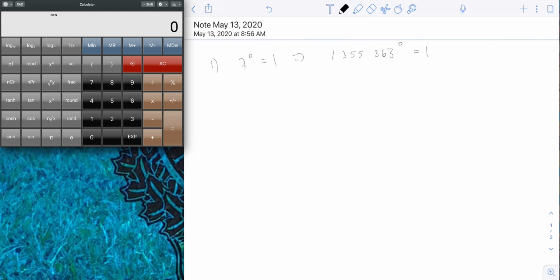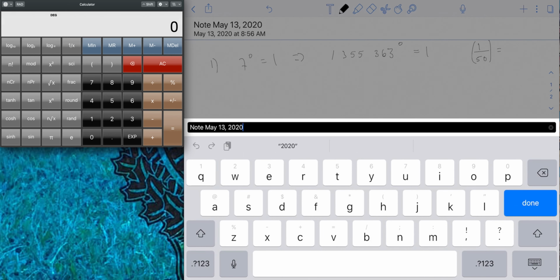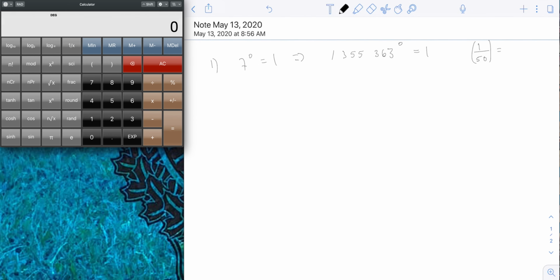It also doesn't matter if you have something like a fraction to the power of 0. That's also going to equal 1. Doesn't matter.